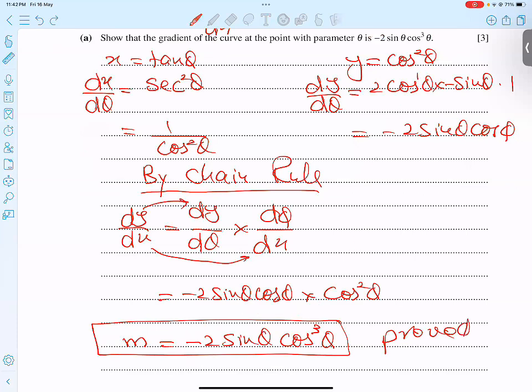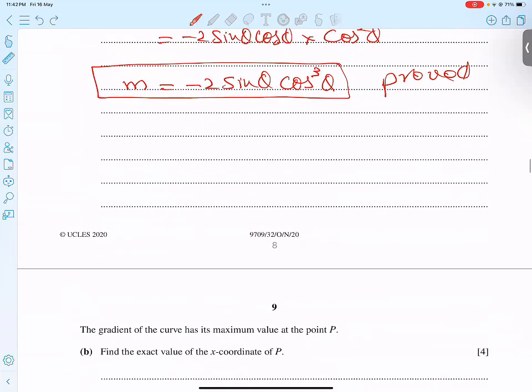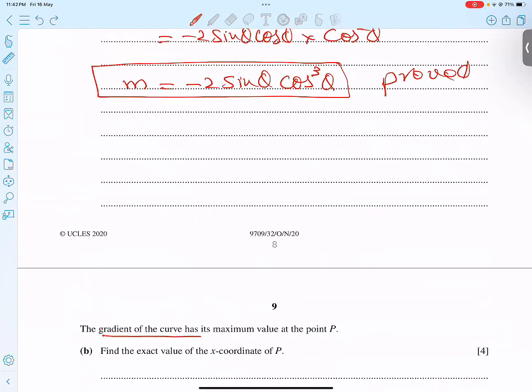And what is the next part? The next part is what we have here: the gradient of the curve has a maximum value at P. Very interesting. Find the exact value of the x coordinate of P. Before I start, I will tell you the idea behind the scene.